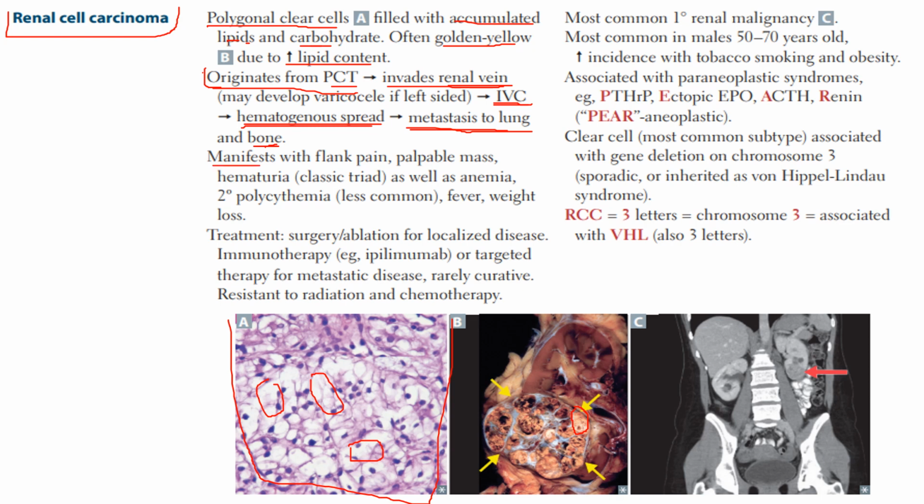Its manifestations are associated with flank pain, palpable mass, hematuria, as well as anemia and, less commonly, secondary polycythemia. Also, there is fever and weight loss.